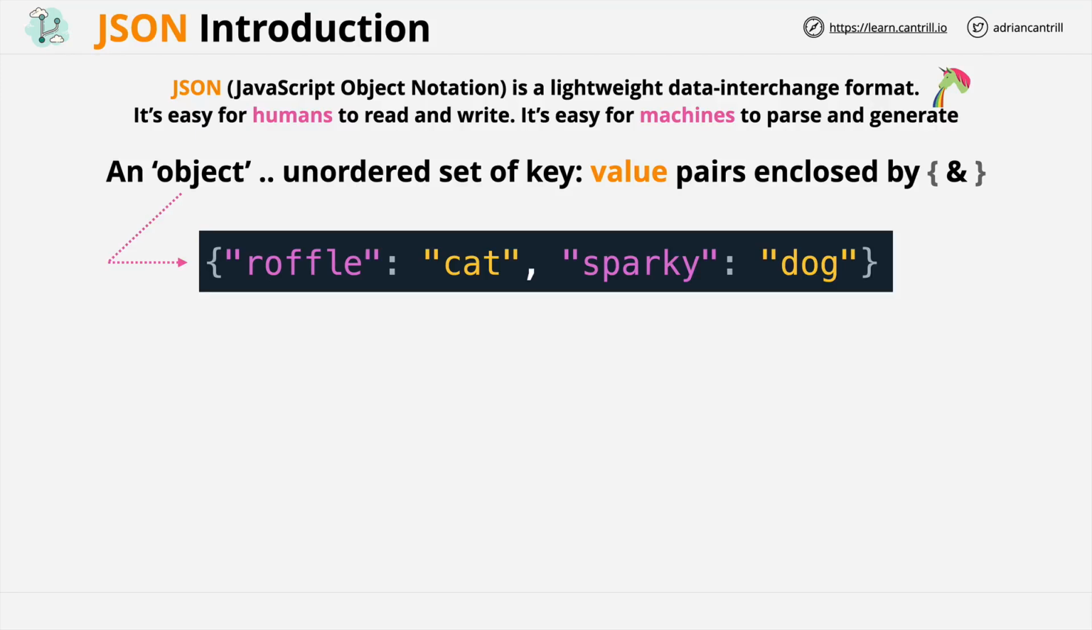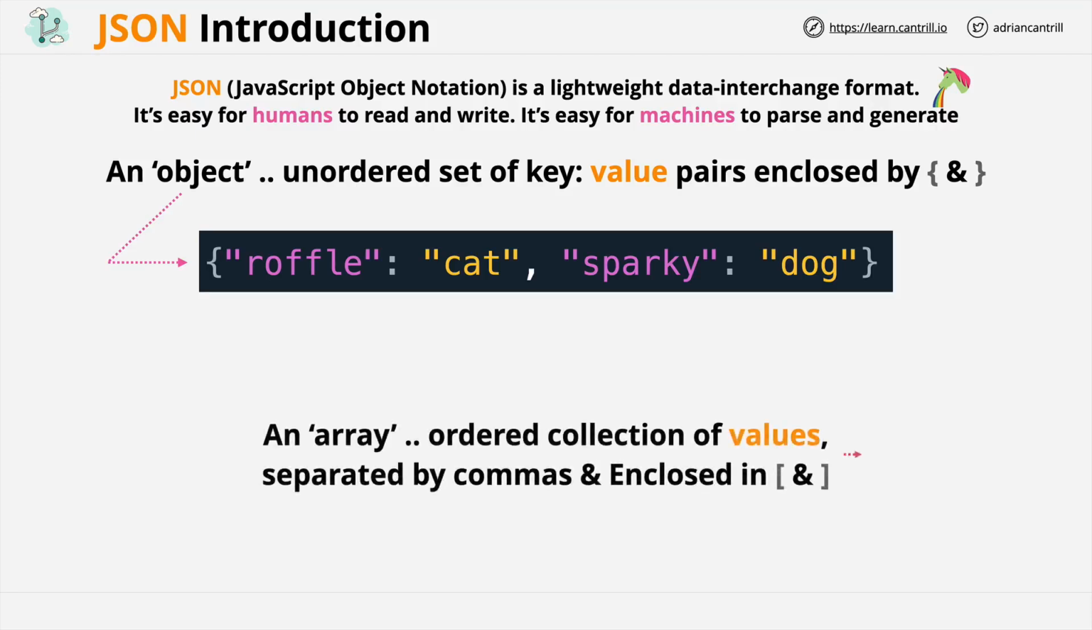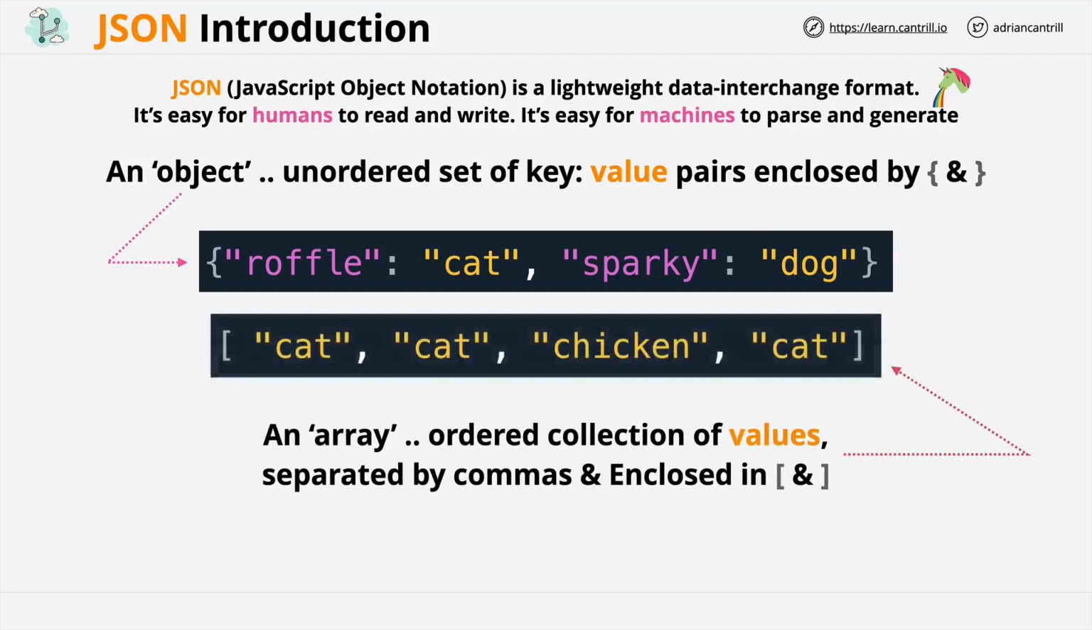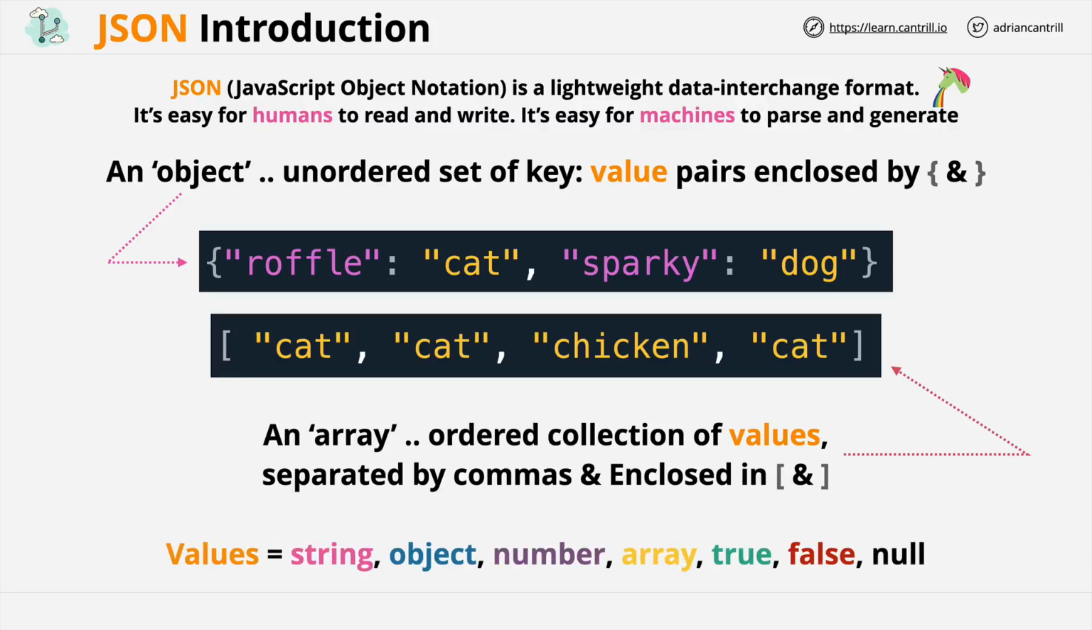The second main element in JSON is an array, which is an ordered collection of values separated by commas and enclosed in square brackets. Now from the YAML video, you might recognize this as a list. It's again the same thing, only in JSON it's called an array. Now in both cases, arrays which are lists of values or objects which are collections of key value pairs, the value can be a string, an object, a number, an array, boolean true or false, or finally null. Now with these two high-level constructs in mind, let's move on.